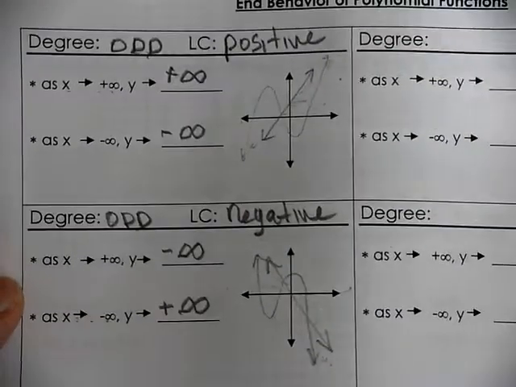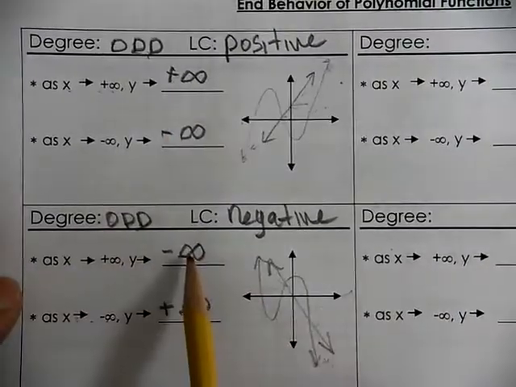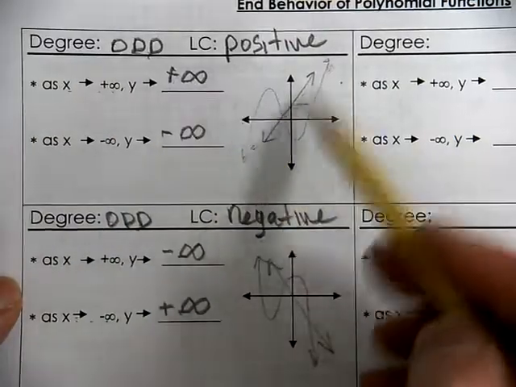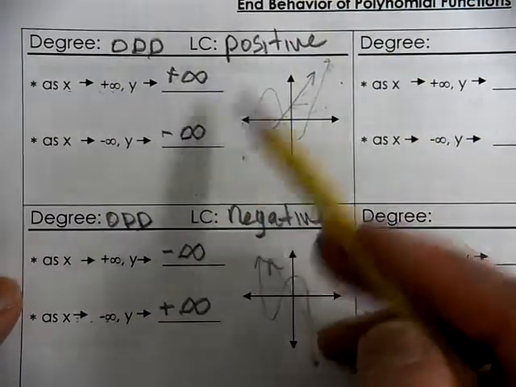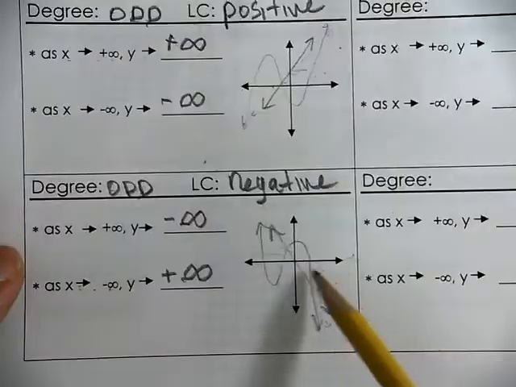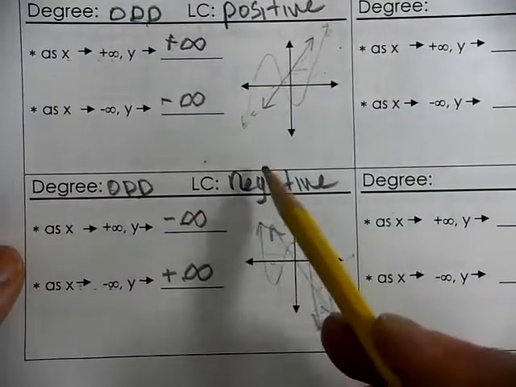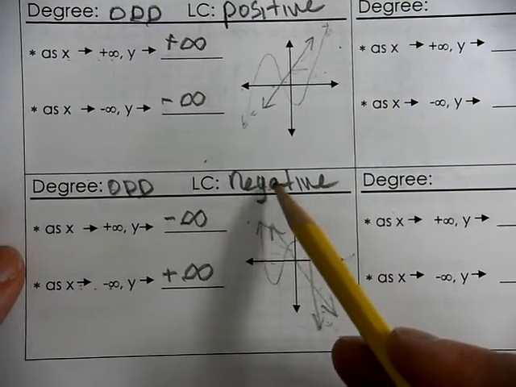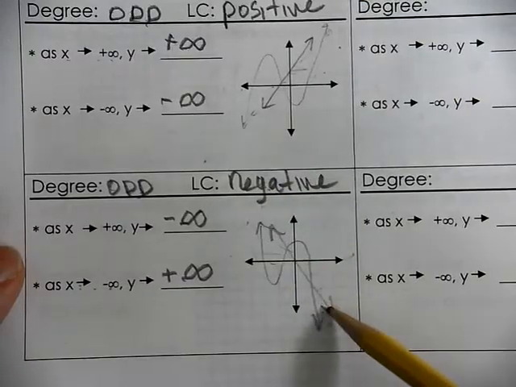So those are the only situations that we have for odd degrees. An odd degree is going to increase to the right and fall to the left if it has a positive leading coefficient. It's going to fall to the right and go up to the left if it has a negative leading coefficient. That's an extra negative. That's what makes it flip and end up going downwards.